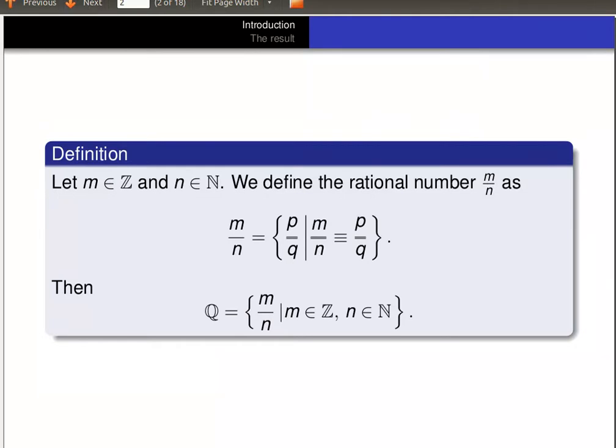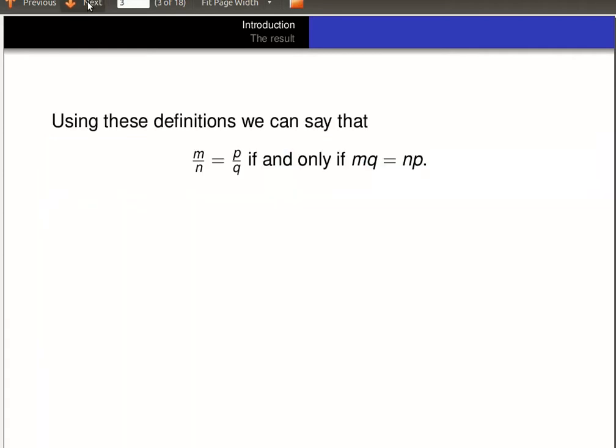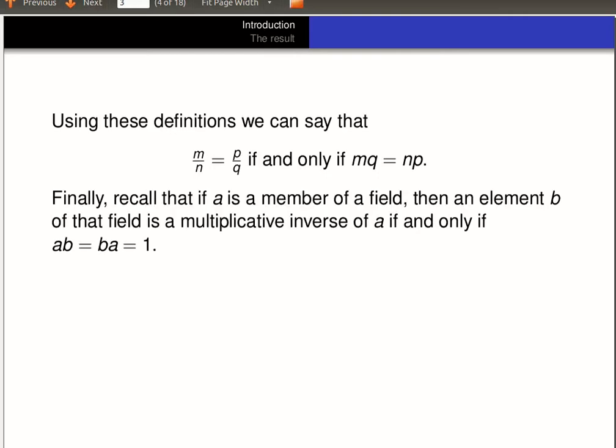Let's recall our definitions for the rational numbers. If m is an integer and n is a natural number, then we define the rational number m over n as the set of all fractions p over q that are equivalent to the fraction m over n. And we define Q to be the set of all rational numbers. So using these definitions, we can say that the rational number m over n is equal to the rational number p over q if and only if mq is equal to np. Also recall that if A is a member of a field, then an element B of that field is a multiplicative inverse of A if and only if AB equals BA equals 1, the multiplicative identity.